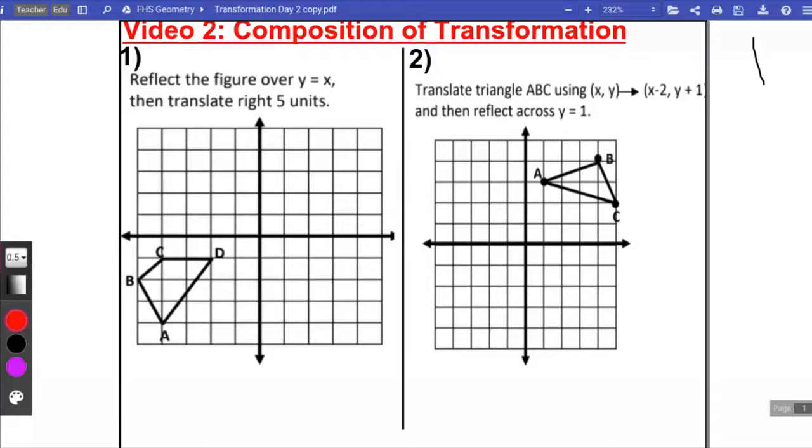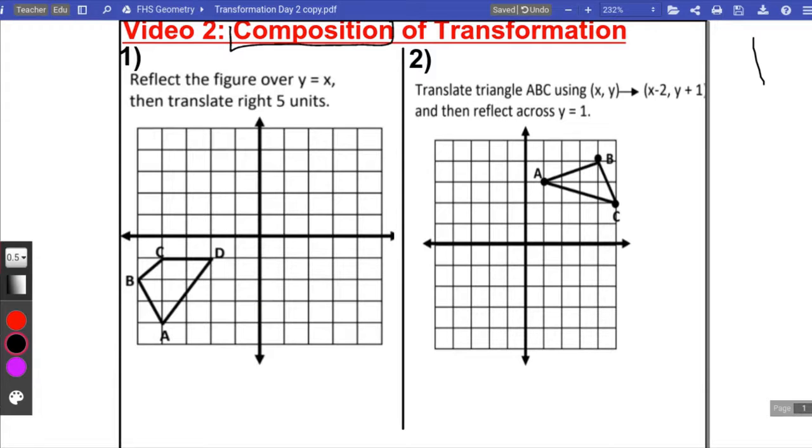All right, what are we doing right now? We'll be working on composition of transformation. Sounds so fancy. Composition of transformation only means we're going to do two or more transformations at the same time.